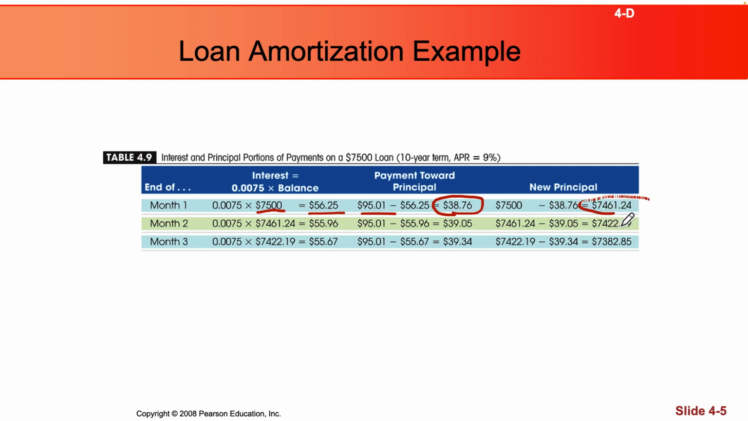reduced balance. You no longer owe 7,500. You owe a little bit less. So then the next month, the amount of interest that gets charged is actually a little bit less. Again, by pennies, but it's smaller, and so over time, more of the money goes to pay for principal, to pay down the loan.